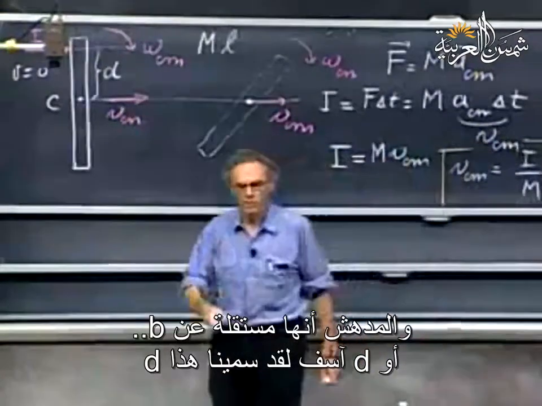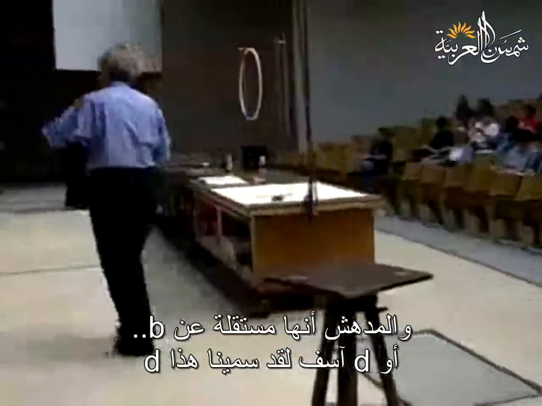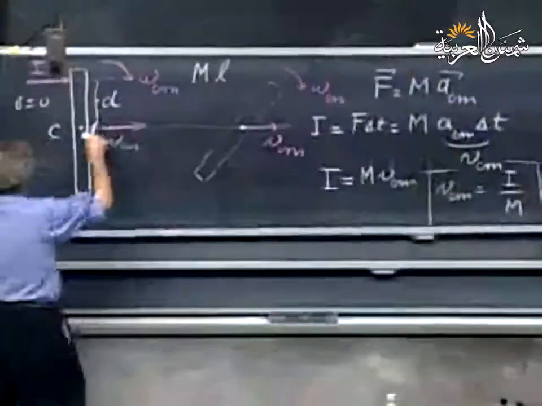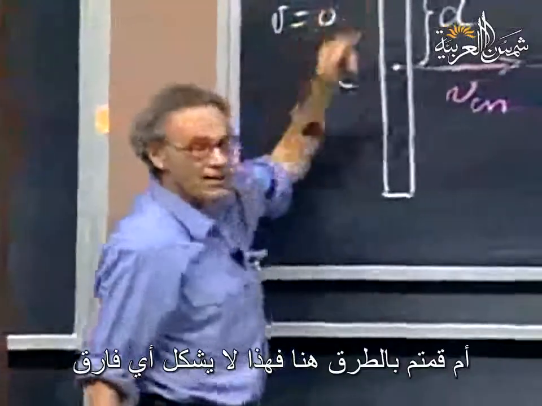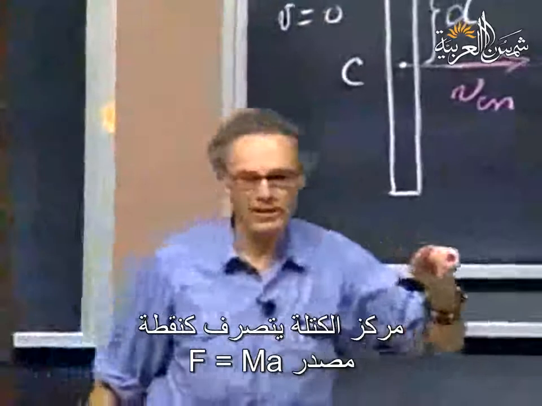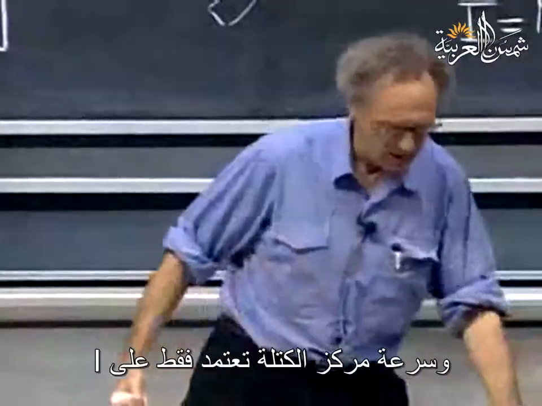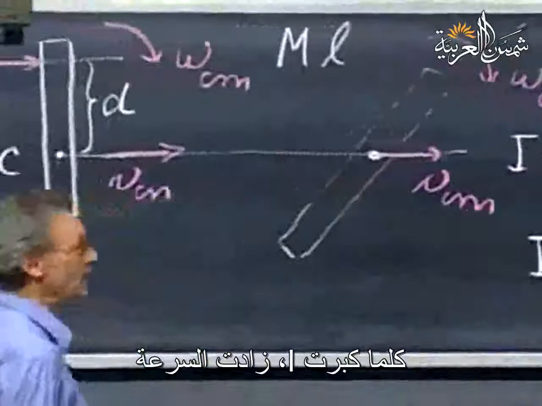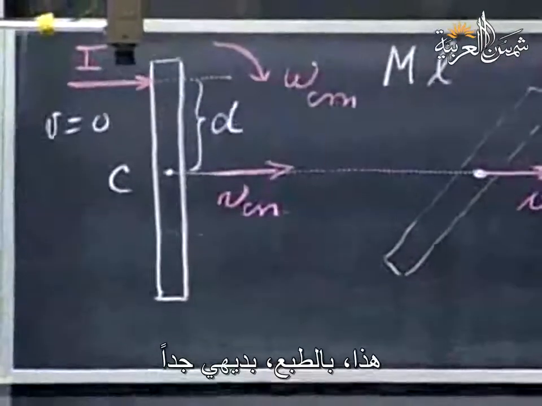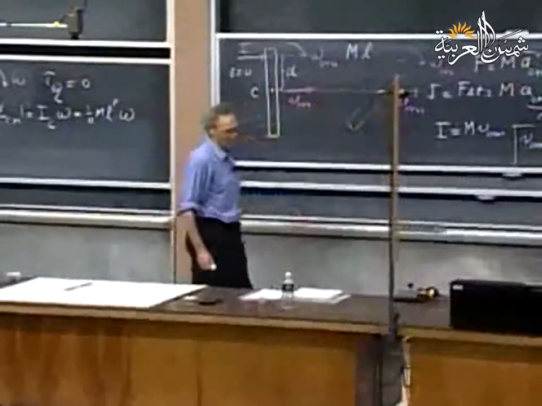And what is remarkable, it's independent of D, as we call it. It's completely independent of D. Whether you hit here with the very same impulse or hit there makes no difference. The center of mass behaves like a point source, F equals ma, and the velocity of the center of mass only depends on I and on the mass of the object. The larger I, the larger the velocity. That's, of course, quite intuitive. And the larger the mass, the lower the velocity.